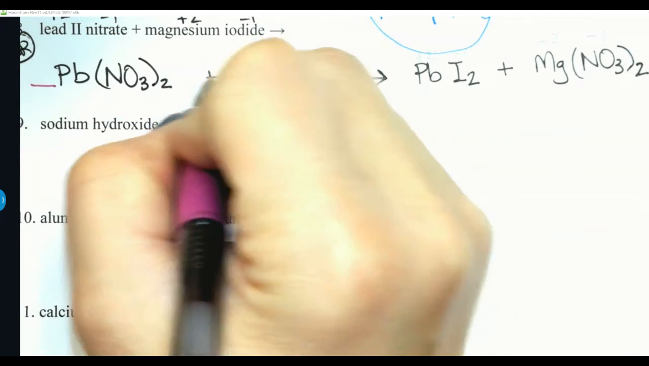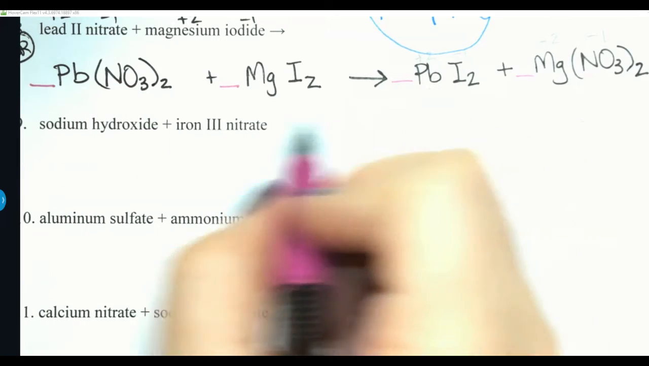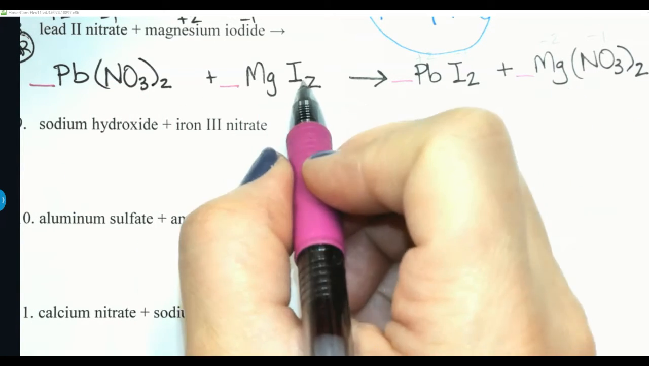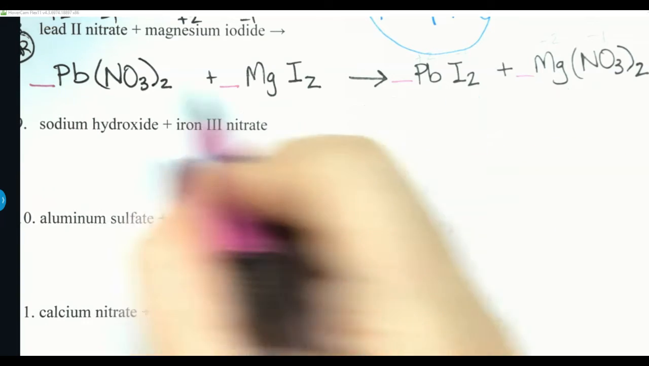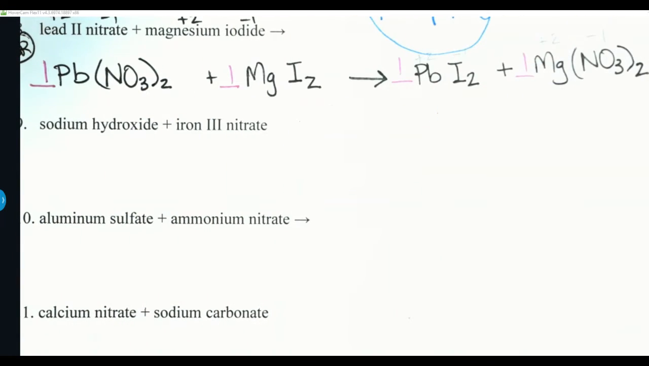So we're going to put a blank here, blank here, blank here, blank here. 1 lead, 1 lead, 2 nitrates, 2 nitrates, 1 magnesium, 1 magnesium, 2 iodides, 2 iodides. So everything is balanced. 1, 1, 1, 1.